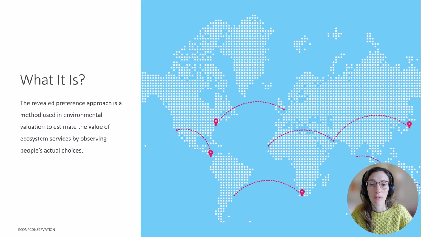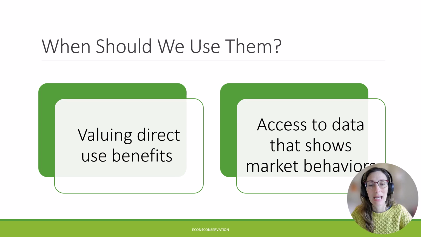The revealed preference approaches are used in environmental evaluation to estimate the value of ecosystem services by observing people's actual choices. The key idea is that people reveal their preference for ecosystem service through their consumption, purchasing, and location decisions, for example, when traveling. These methods are best suited to value direct use benefits. The most common ones are recreation related activities and scenic beauty.